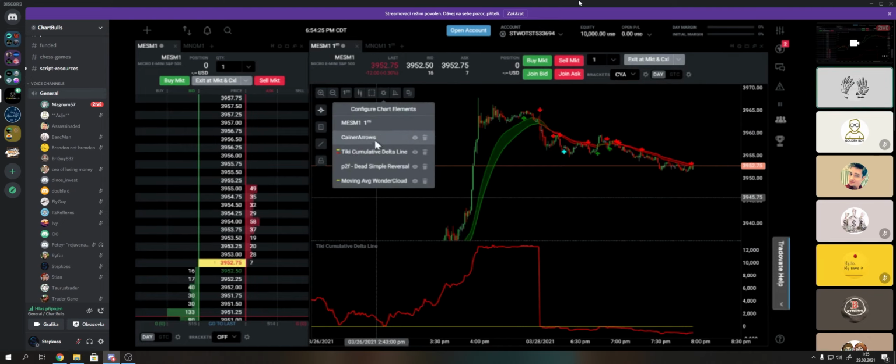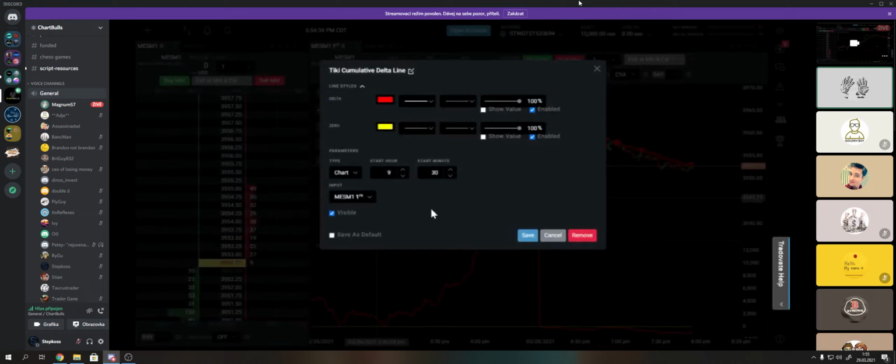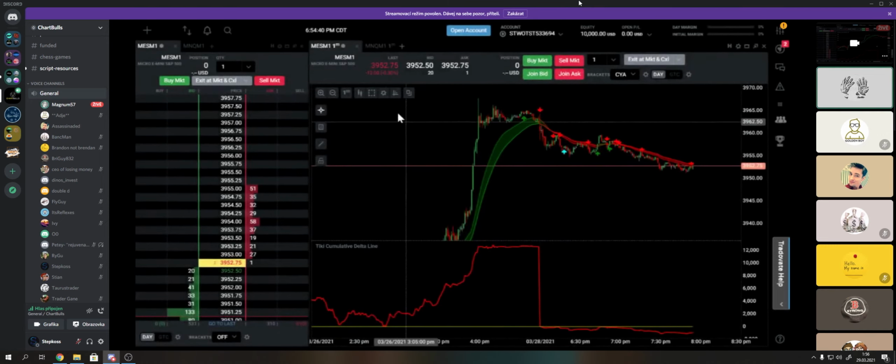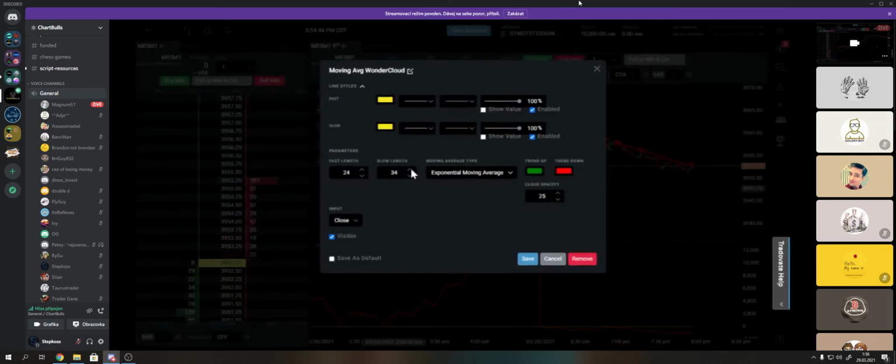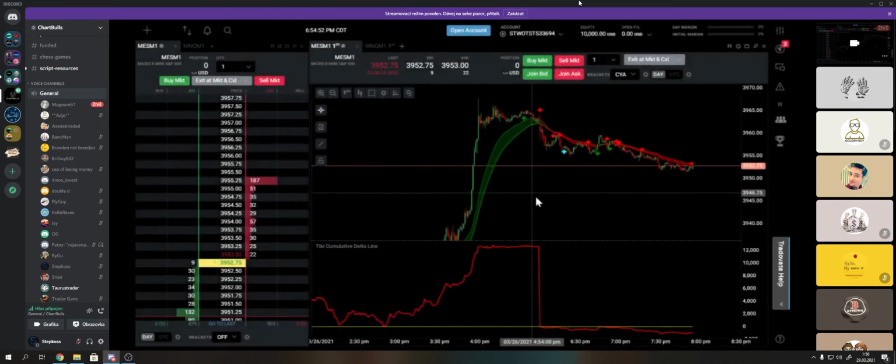Yeah, and these are the only things that I have. The cumulative delta line, there's nothing special about it. It's just whatever he had set, just normal settings. The only thing that was messed with was this cloud, and those are the settings for it: fast length 24, slow length 34, exponential moving average.